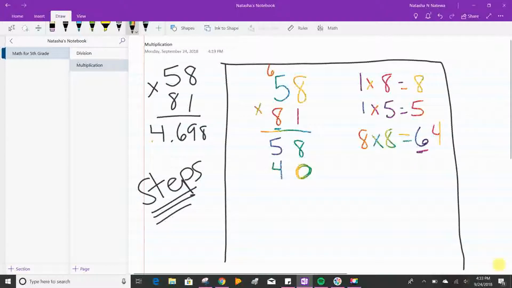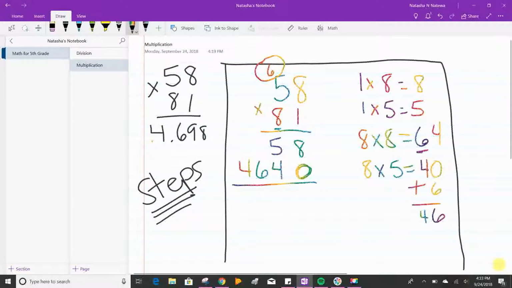8 times 5 is 40. 40 plus 6, because there's a 6 up here, is 46. So 46 goes here. Then we add them all up.